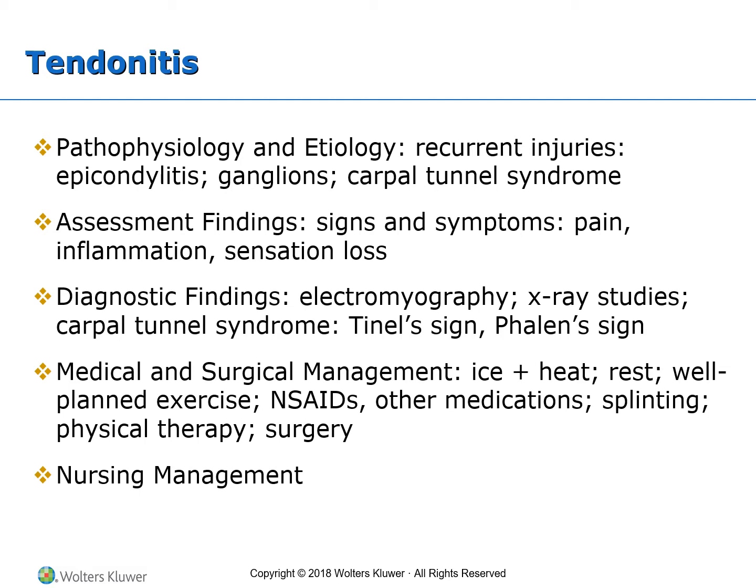Corticosteroids may be injected locally. Treatment of ganglion cysts includes aspiration of the ganglion, corticosteroid injection, and surgical excision. Carpal tunnel syndrome involves resting the hands when possible and splinting the hand and wrist. NSAIDs and periodic injection of corticosteroid preparation may relieve the inflammation and discomfort. If conservative treatment fails, surgery to release the pressure of the ligament on the median nerve may be performed.